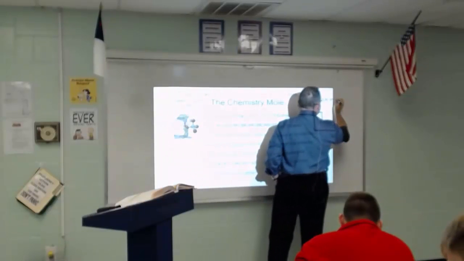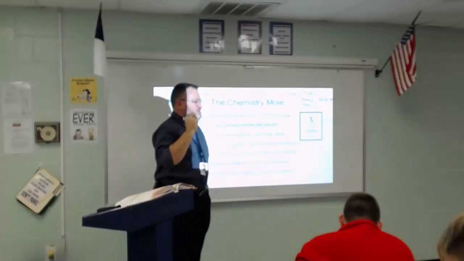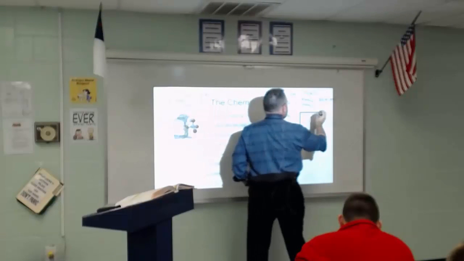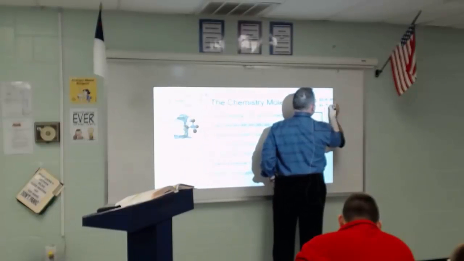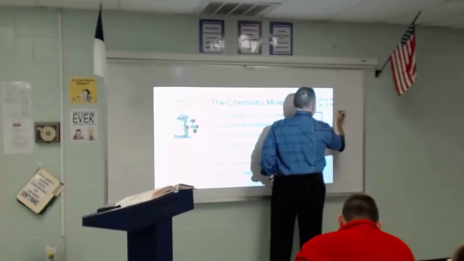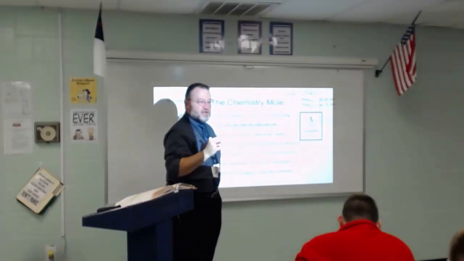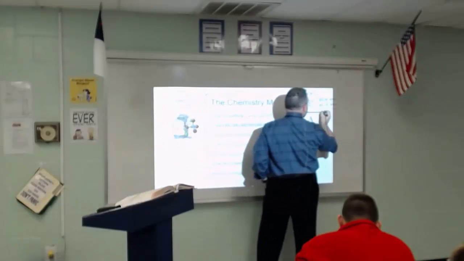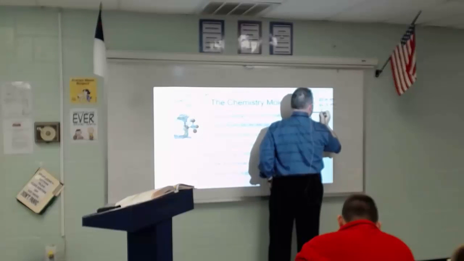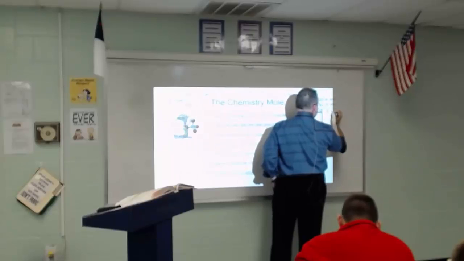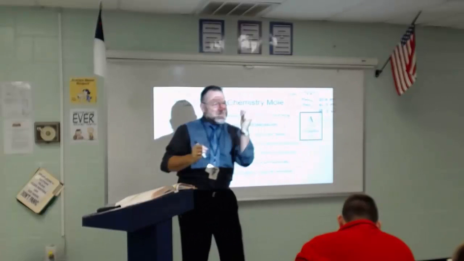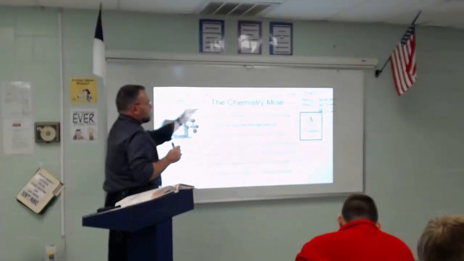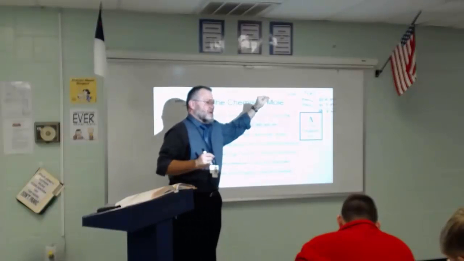Good. And chlorine. The mass of one chlorine atom is 35.5 AMU. So the mass of one sodium chloride molecule is the sum of these two, which would be 58.5 AMU, meaning the mass of one individual molecule of sodium chloride has a mass of 58.5 AMU.